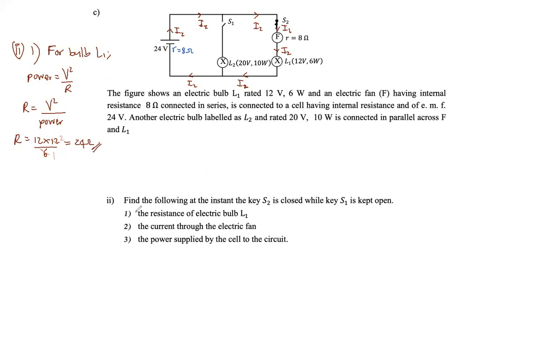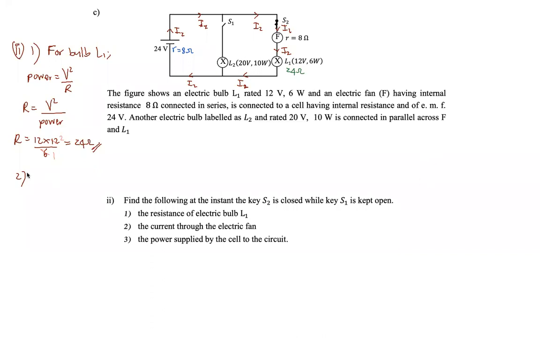Okay. The current through the electric fan. The second one, current through electric fan. Now, how many resistors are working? 1, 2, 3 resistors are working. Now we found the resistance of the bulb. It is 24 ohm. The current through this is I2. They are asking for I2.